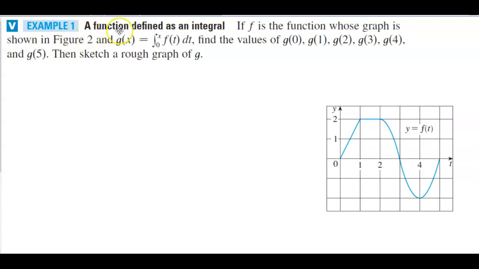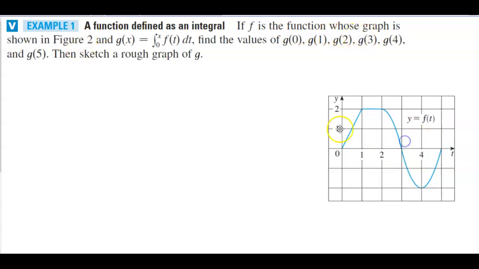Example 1. A function defined as an integral. If f is a function whose graph is shown here in figure 2, and g of x is equal to the integral of f of t dt going from 0 to x, we want to find the values of g of 0, when x is 1, when x is 2, x is 3, x is 4, and 5, and then sketch a rough graph of g.